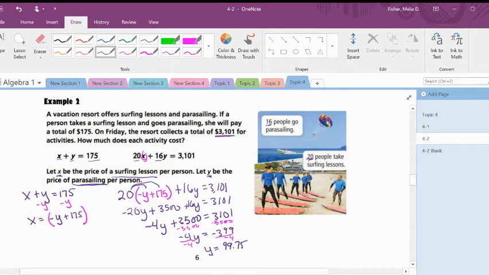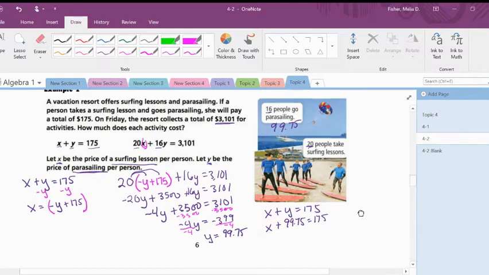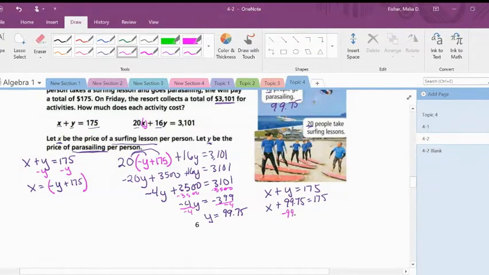Okay, now that I know the price of Y, which was parasailing, so parasailing costs $99.75. We can plug that into the original equation, which said X plus Y equals 175. So now it'll say X plus 99.75 equals 175. Subtract the 99.75 from both sides of the equation, and that leaves us with X equaling 75.25.